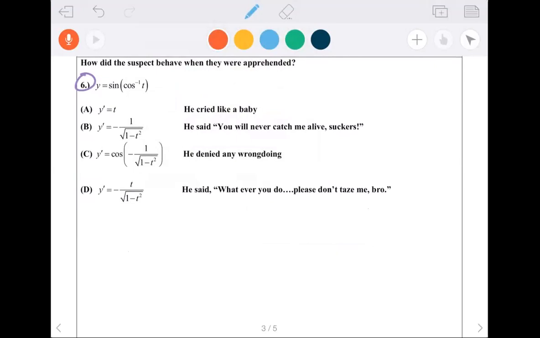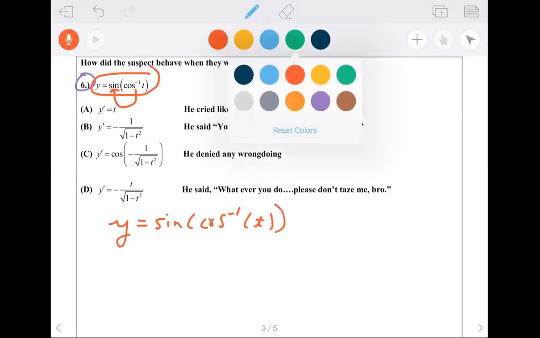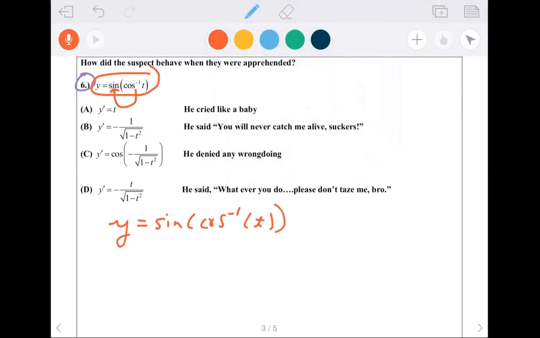Here's my function. It's a function inside of another function. So before I even deal with the fact that I have an inverse trig function, I need to do the chain rule. So I'm going to go down here and show my work, because I really don't care about the story. I do, it's just kind of fun to do something different. I care about your work. So let's take a look at how we take care of a function inside of a function.